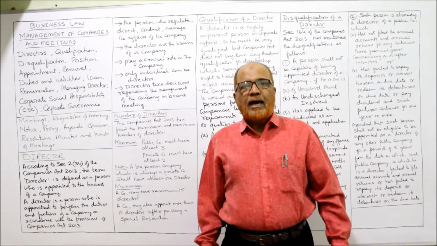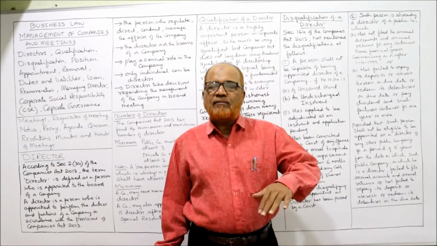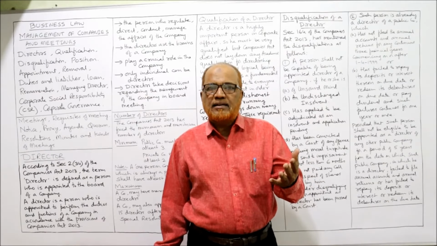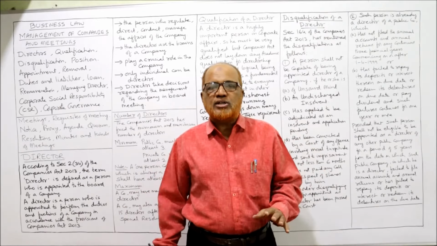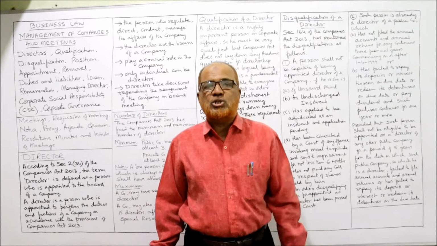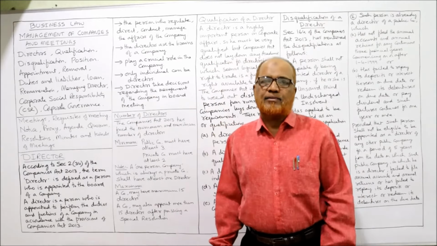First of all, a company is an artificial person. That means it does not have a physical existence. It cannot perform its own functions. It cannot take its own decisions. So the company's decisions will be taken by directors.